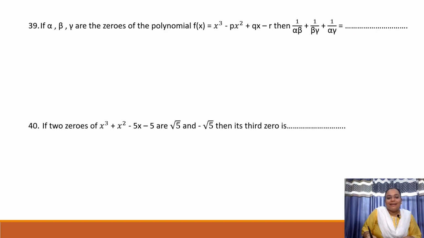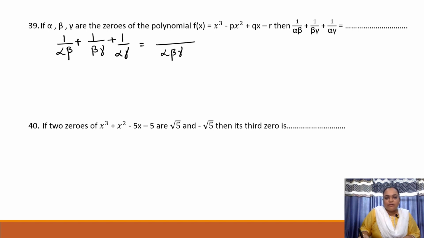Okay. The next one is, if alpha, beta, gamma are the zeros of the cubic polynomial, then we need to find 1 by alpha beta plus 1 by beta gamma plus 1 by alpha gamma. This is also the same problem like earlier. Now let me take the LCM, that will be alpha beta gamma, which is alpha plus beta plus gamma. Right?